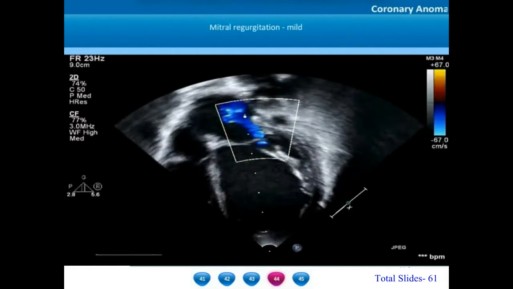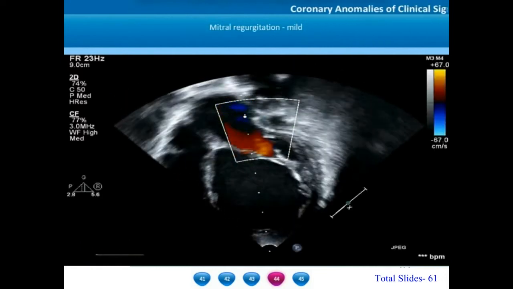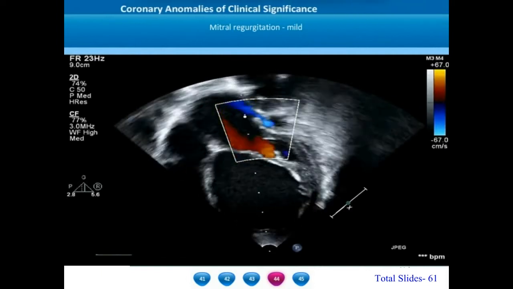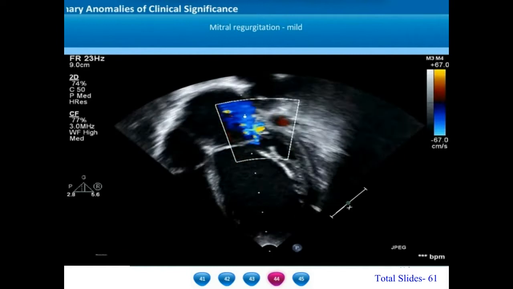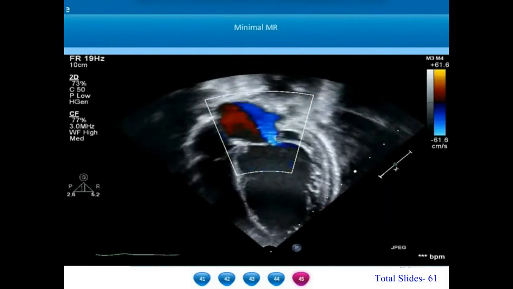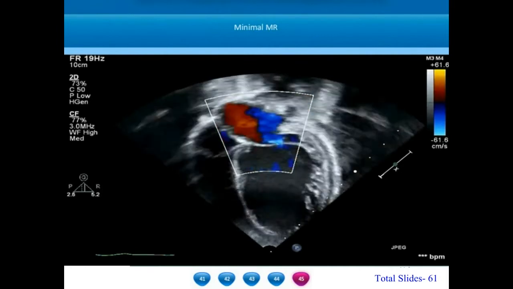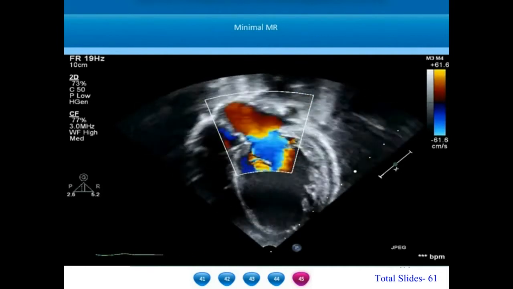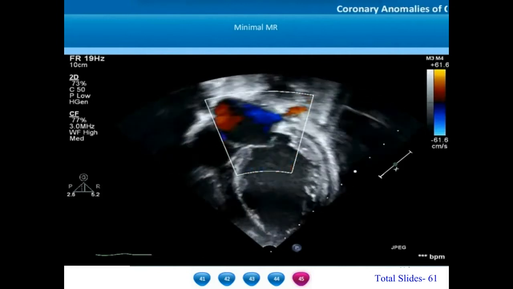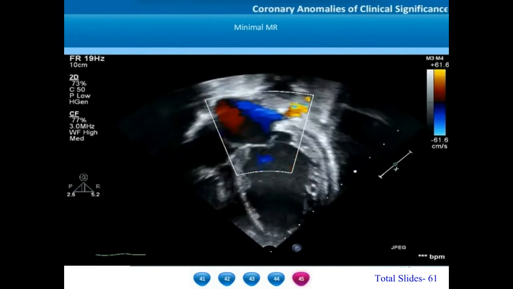This example also shows the scarring of the papillary muscle. The color Doppler across the mitral valve shows a mild mitral regurgitation. In this example also, the mitral regurgitation is mild and there is a scarring of the papillary muscle, but the left ventricle is dilated and the left ventricular systolic contractility is poor.